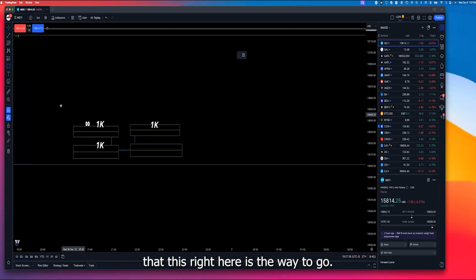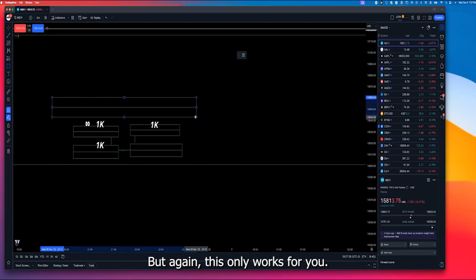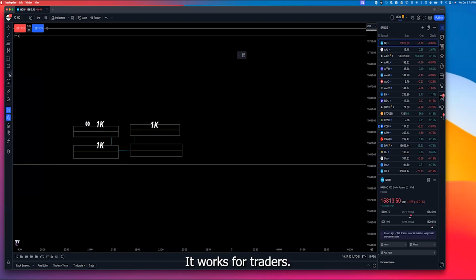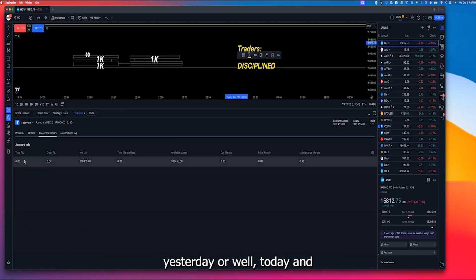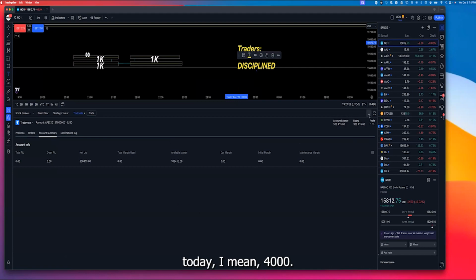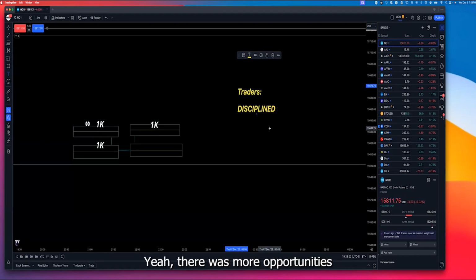But I truly believe that this right here is the way to go. Again, this only works for who? I've got to be very, very blunt about this. It works for traders who are disciplined. For example, myself today, and it auto resets at 6 p.m., I made 4,000. Yeah, there were more opportunities, but I said, nah, 4,000 is enough for the day. I'll come back tomorrow. On this 300K account, my target is 3K to 4K every single day. If I hit that, that's it. I'm not touching the computer. I don't care what NASDAQ does after I made my money, right?